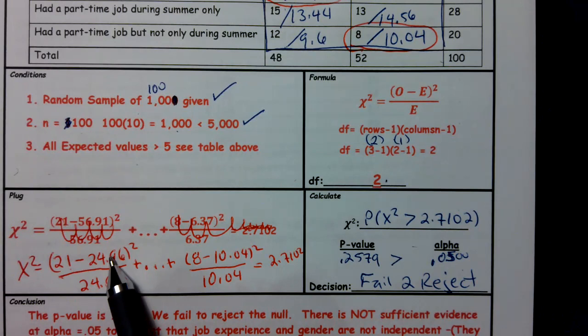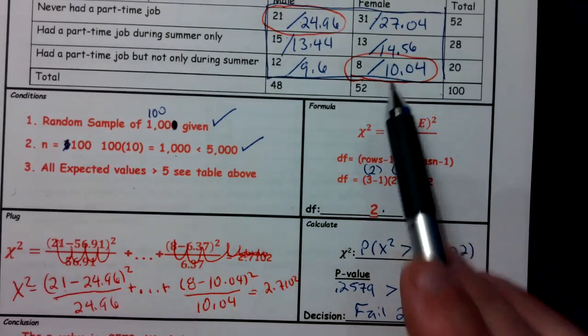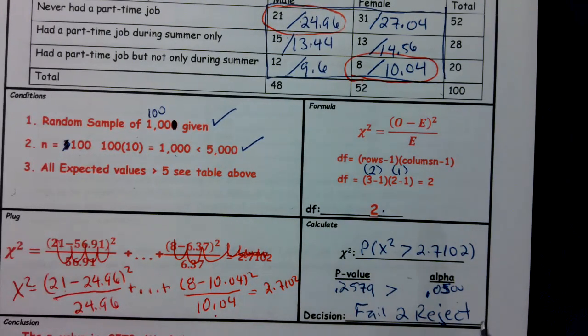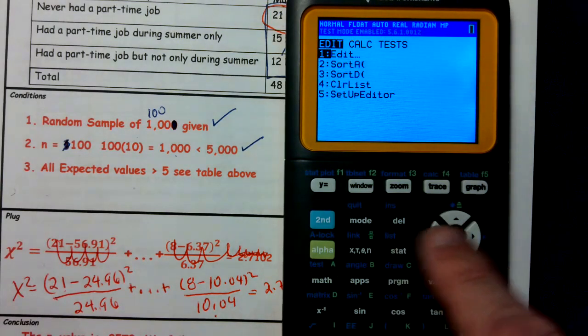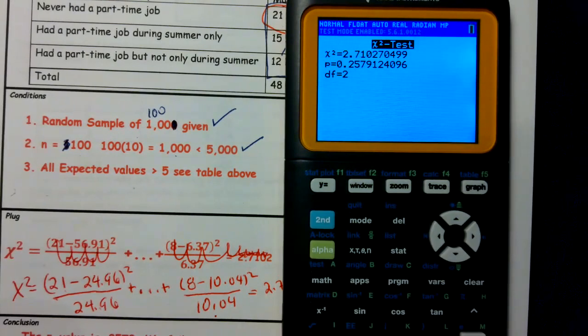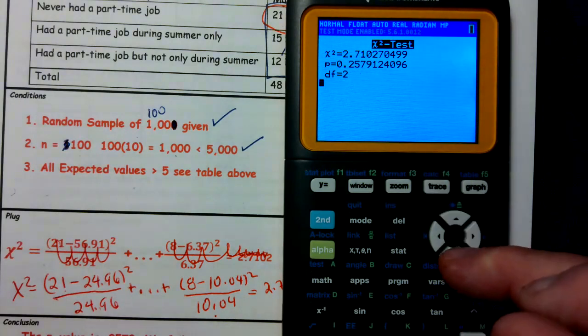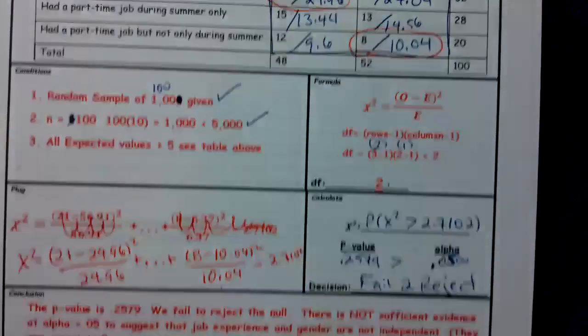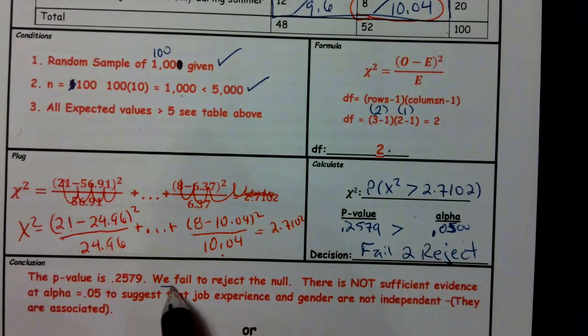The observed of 21 minus the expected of 24.96 from up here. The observed of 8 minus the 10.04 over the 10.04 expected. We already said our p-value was 0.2579, and the way we did that, once again, is we entered the matrix and we went stat test, chi-squared, not goodness of fit. 2.710 was our value, but our p-value is 0.2579. Pretty large p-value. So we're failing to reject. And so our conclusion, the p-value is 0.2579. We fail to reject the null.